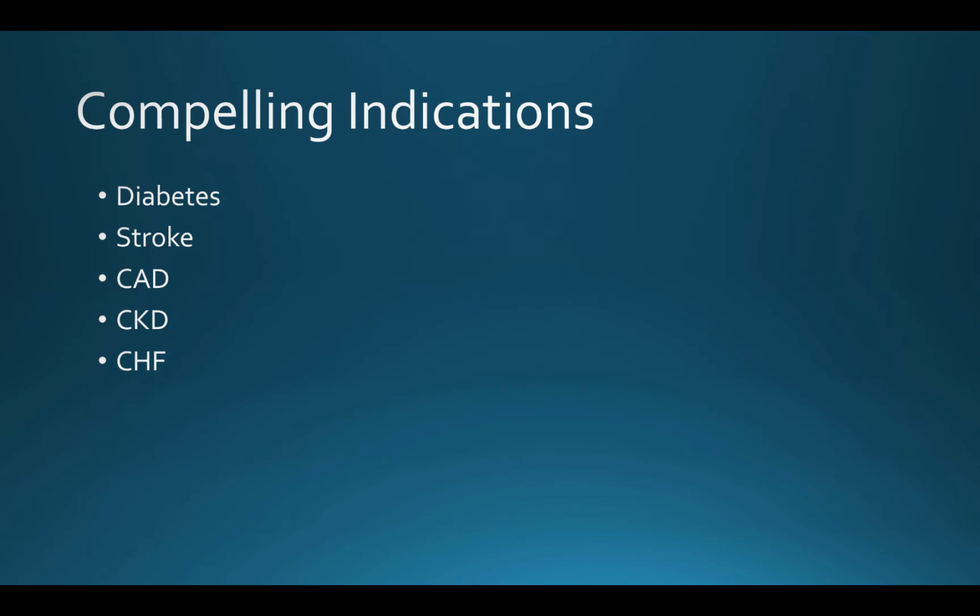ACE inhibitor compelling indications, so diabetes, stroke. Remember I mentioned coronary artery disease, so in patients with a heart attack, ACE inhibitors are definitely recommended there to help improve mortality. CKD, again, these can help preserve kidney function by reducing blood pressure and have shown benefit that way, but they can also exacerbate it too. So that's why we need to check kidney function following initiating or increasing doses. And CHF, definitely these in combination with beta blockers in CHF have been shown to be beneficial.